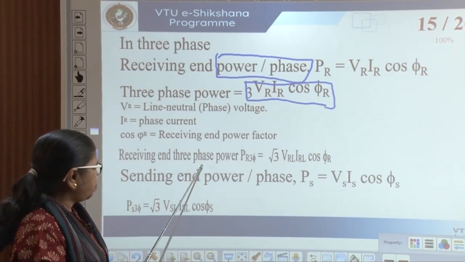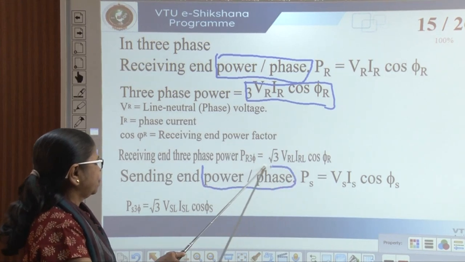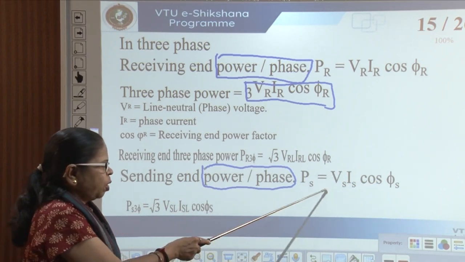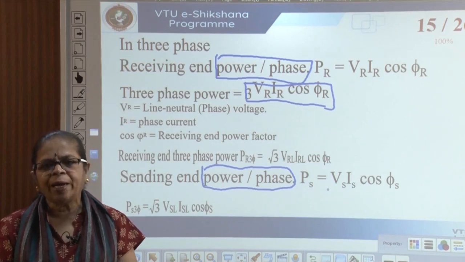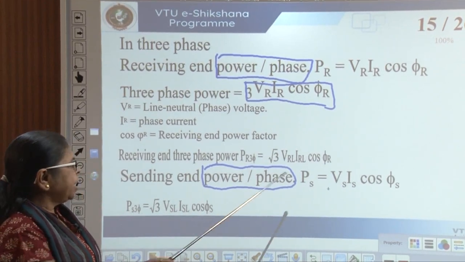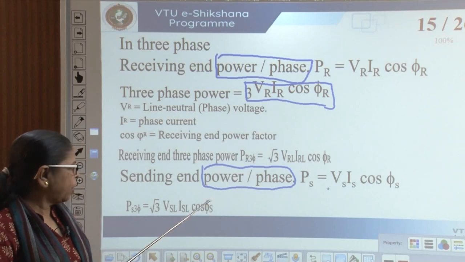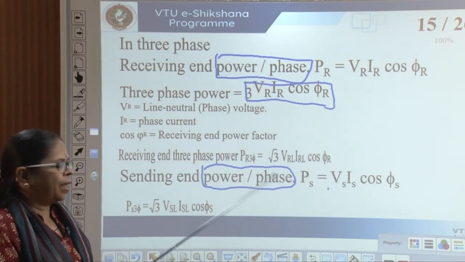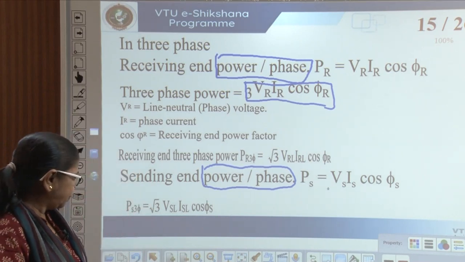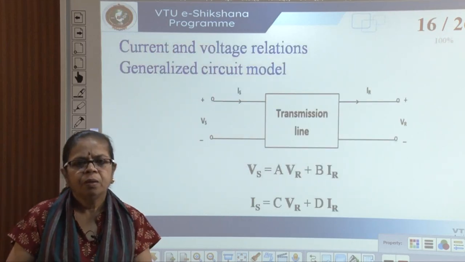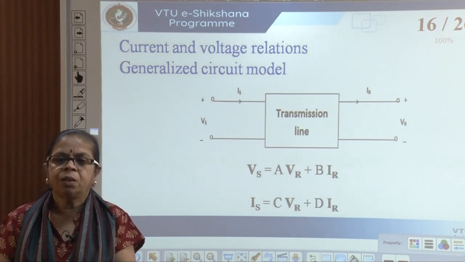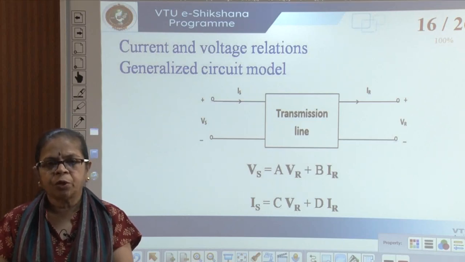Similarly, the sending end power per phase is Vs Is cos phi S. This is what you will get from your circuit. When you solve for the circuit, you will get this, because you are going to use all line to neutral quantities. And you can also calculate into 3 would be the total sending end power, or you can also calculate it as root 3 VSL ISL cos phi S. So if you see, L means it is line to line parameters. Clear?